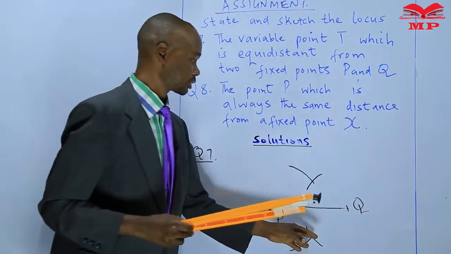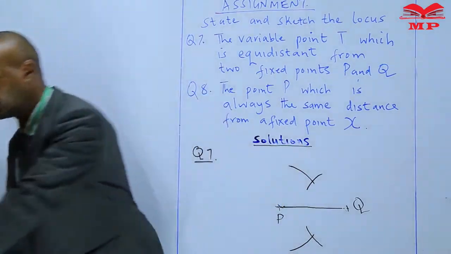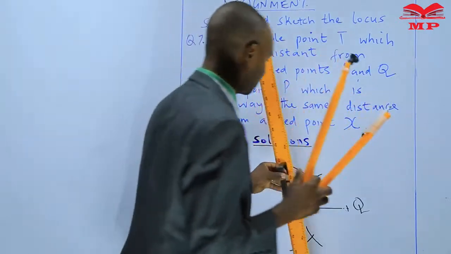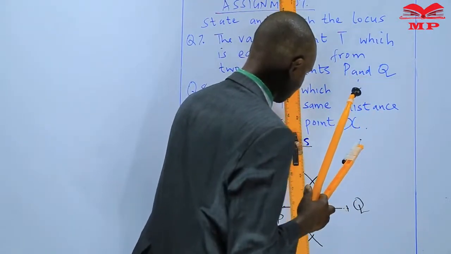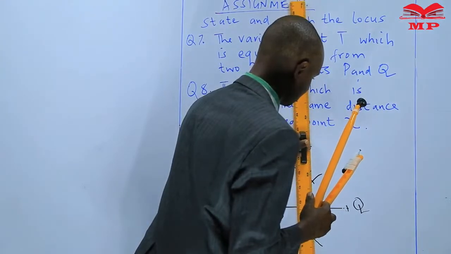So the two intersections I'll join using a ruler. I'll join using a straight edge, a ruler. So I move my ruler there.